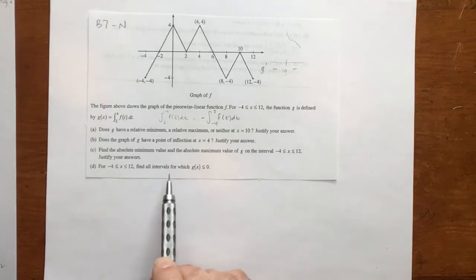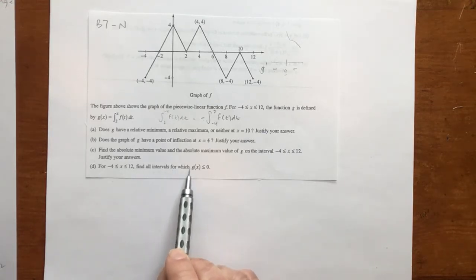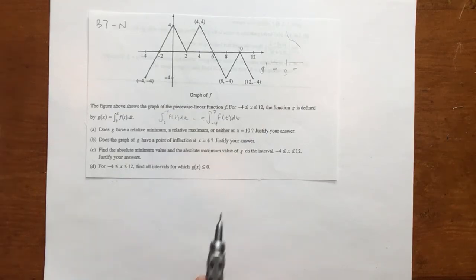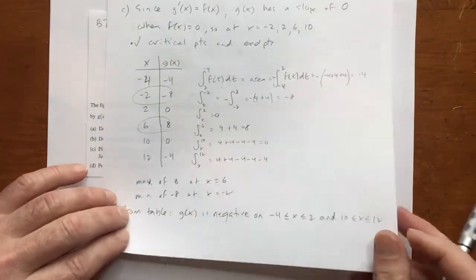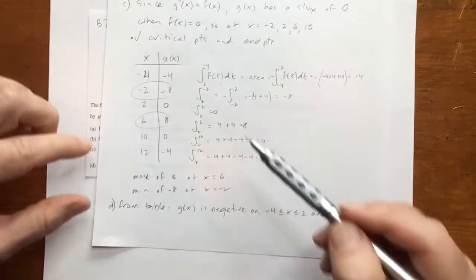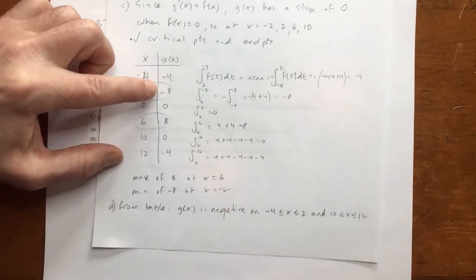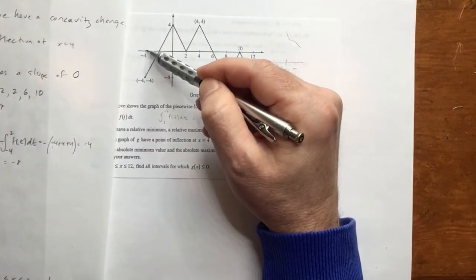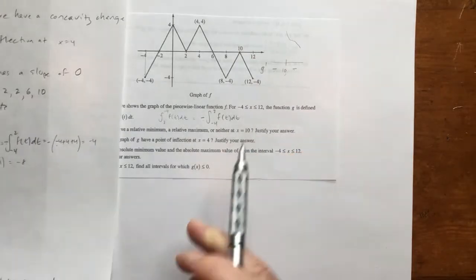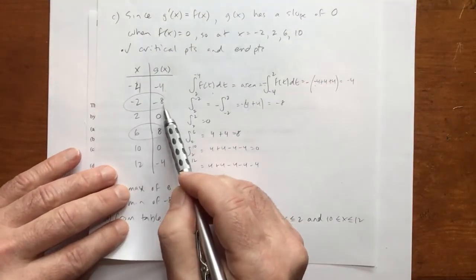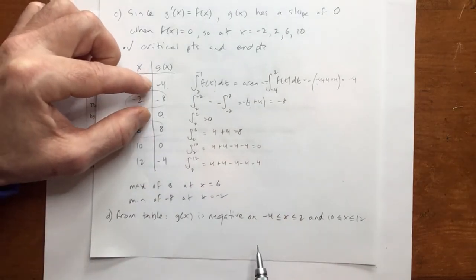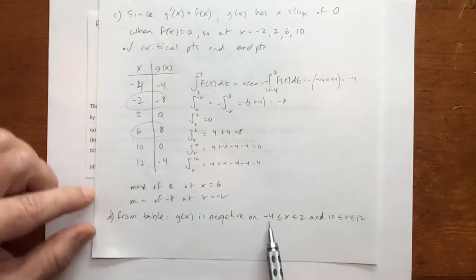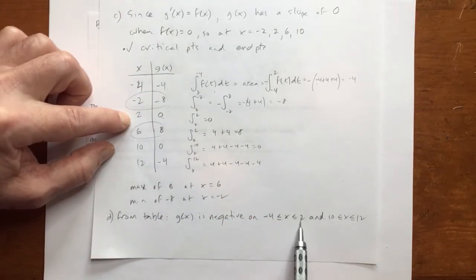Then this one isn't too bad. On this closed interval again, find all intervals for which g is 0, negative or 0. Here we have from negative 4 all the way to 2. These are my values. I found them once again by finding these areas. My area gets so low here that it doesn't return to 0 until we get to x equals 2. And so g is negative from x equals negative 4 to x equals 2.